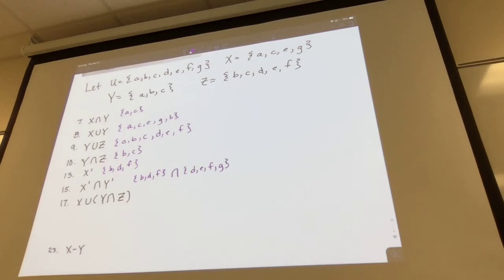Okay, now that we have X prime and Y prime, we're now going to take the intersection of those, and intersection means what do they have in common? What's both in the first set and in the next set. So the solution of 15 will be what they have in common, and it looks like D is in common and F. So let's set with D and F.